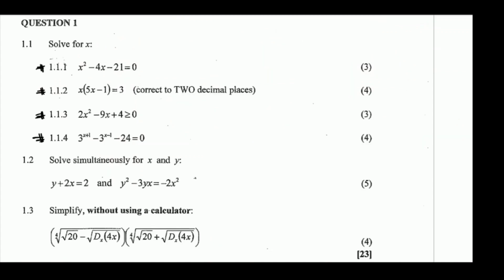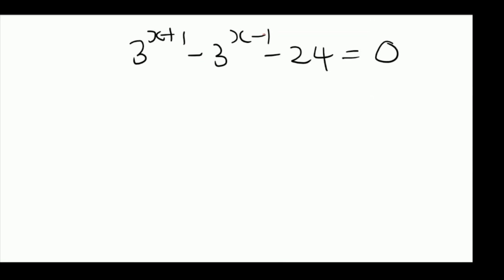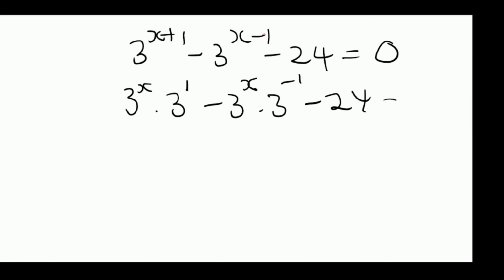Now we're going to solve 1.1.4. We have 3^(x+1) minus 3^(x-1) minus 24 equals 0. The first thing is we're going to break it down. So it's 3^x multiplied by 3 to the power 1, minus 3 to the power x multiplied by 3 to the power minus 1, minus 24 equals 0.